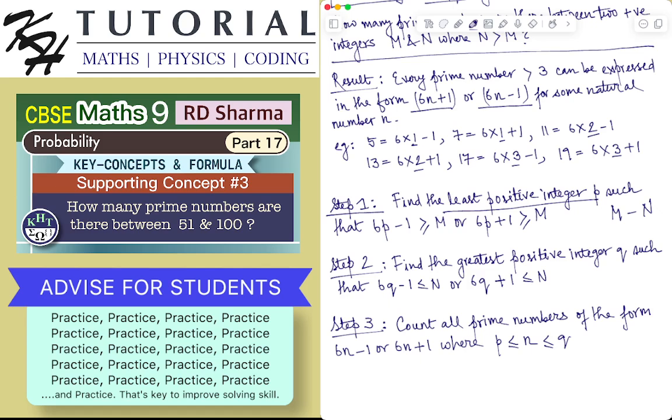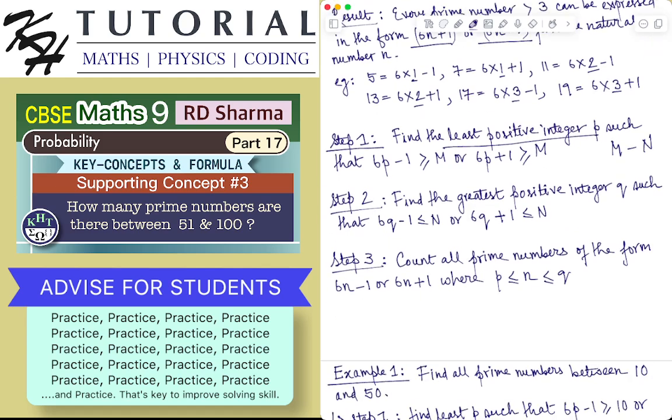Once we have found p and q, then we will go from p to q. So p and q are some natural numbers. We will start from p. Starting from p, we will check whether 6p minus 1 or 6p plus 1 is a prime number or not, and then we will keep track of the count, and then we will move on to p plus 1, and we will see whether 6 into p plus 1 minus 1 is a prime number or not, or 6 into p plus 1 plus 1 is a prime number or not. So starting from p up to q, we will check.